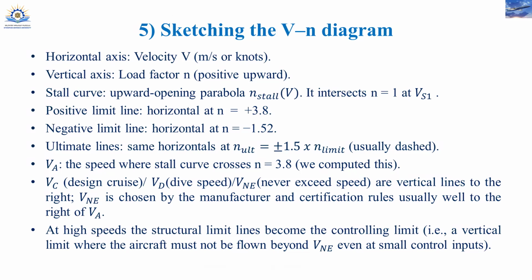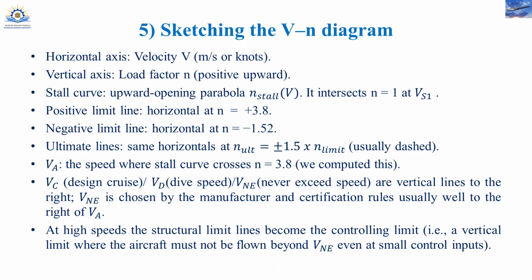Then the A speed, the C speed. A speed is the speed where the load factor is constant and equal to 3.8. Design cruise speed, dive speed. Again, never exceed speed, somewhere around here. The CD line in the previous flow, the CD line is never crossed, so the speed should never exceed that point. So you have to put all those points and sketch the VN diagram.